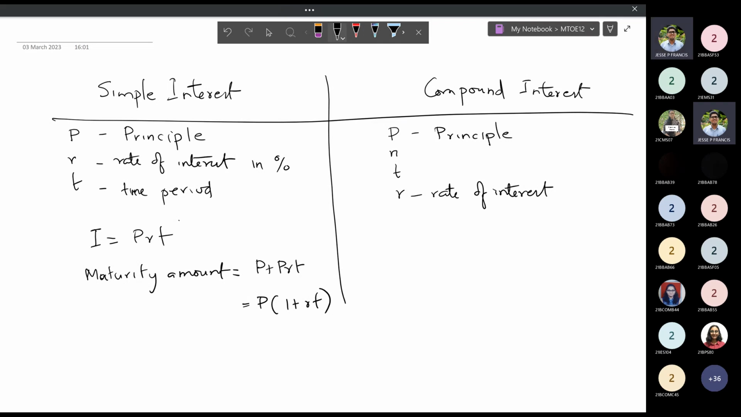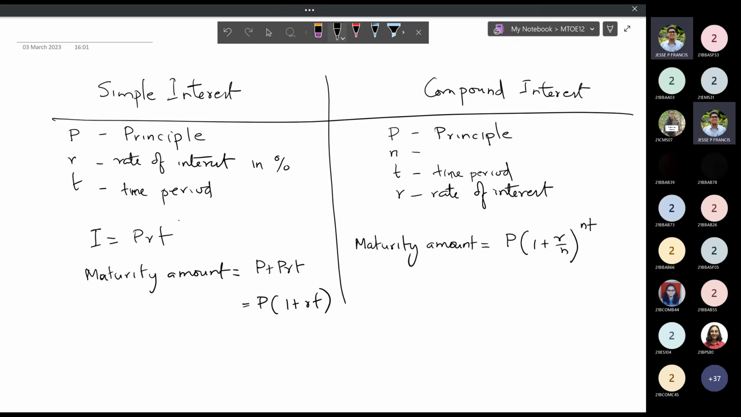Okay. Can someone tell me what is the formula for the maturity amount? What was the formula for compound interest? Yes, P into 1 plus R by N to the power NT. Wait, then what was this N and T? What was N and what was T? T was the time period. What was this N? That's odd, right?